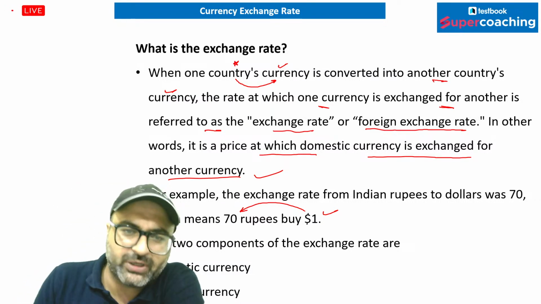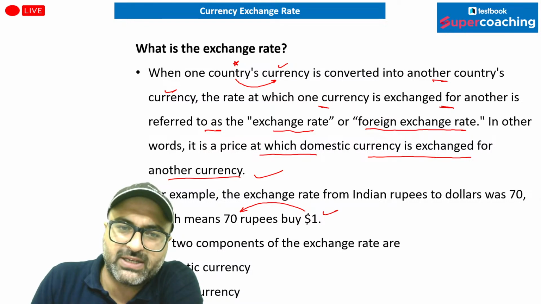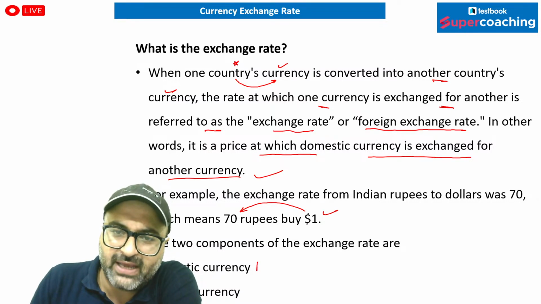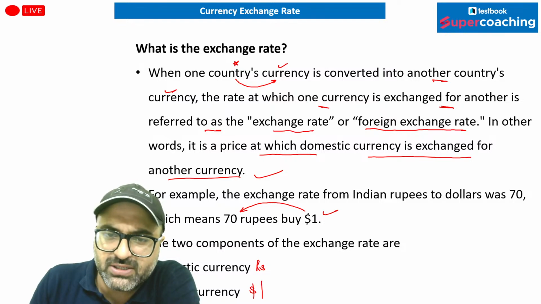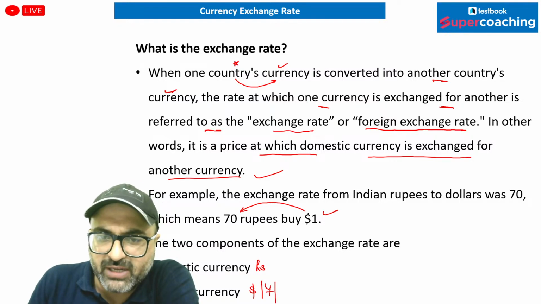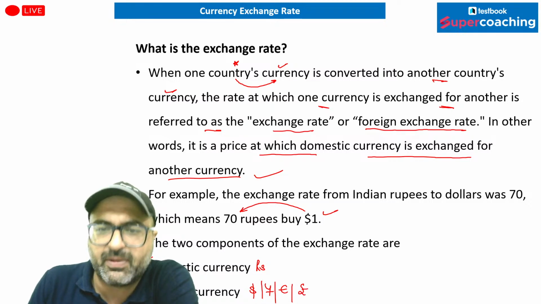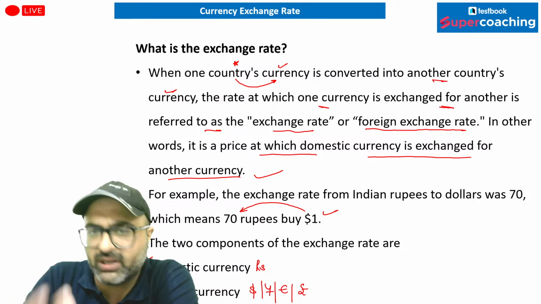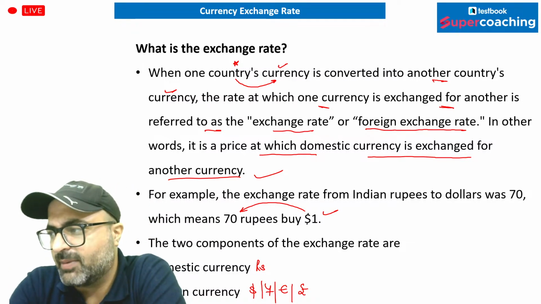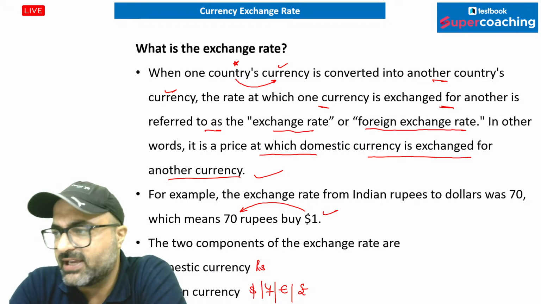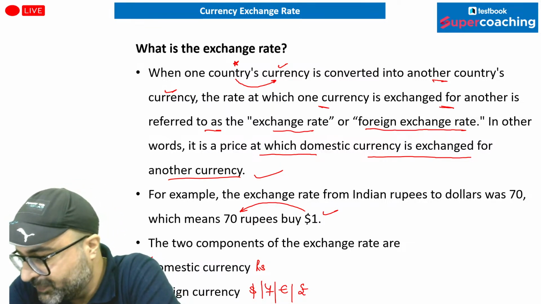There are two components of the exchange rate. One is domestic currency, as we say, that is rupees, and the other one is foreign currency, which can be dollars, which can be yuan, which can be yen, which can be euro, which can be sterling pound, and many more. फॉरेन करेंसी कोई भी हो सकती है जिसके साथ आप अपनी करेंसी को कंपेयर करना चाहते हैं. Is it clear?